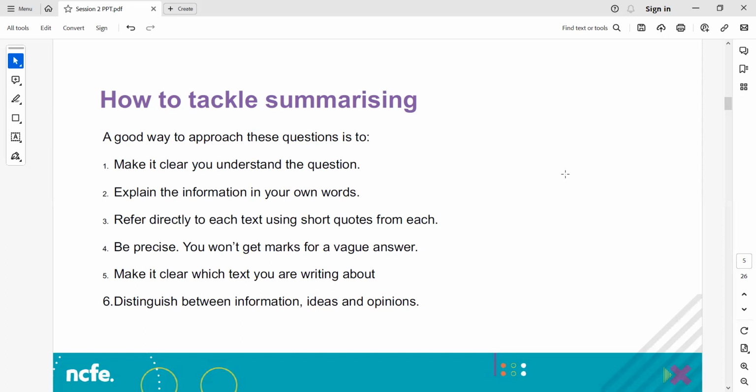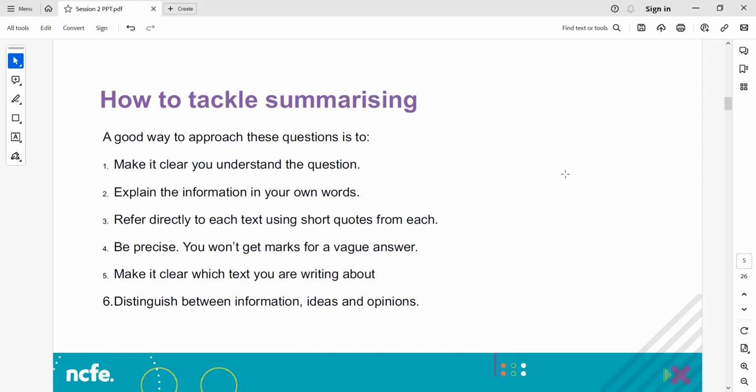Make it clear which text you are writing about. It's really important so the examiner knows that you've understood what you've read, that when you are giving an answer, you refer to text A, text B. Text A says that, and give a quote. Text B does this. So you're using the names of the texts that are given so that the examiner knows what you're referring to and that you have understood the ideas conveyed in each text.